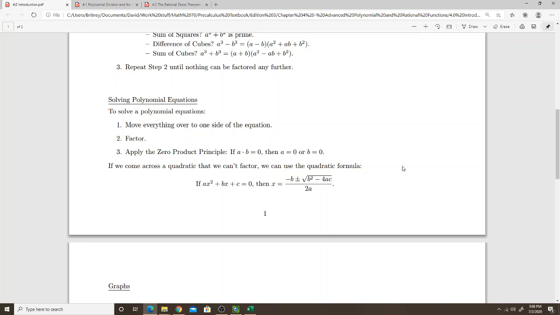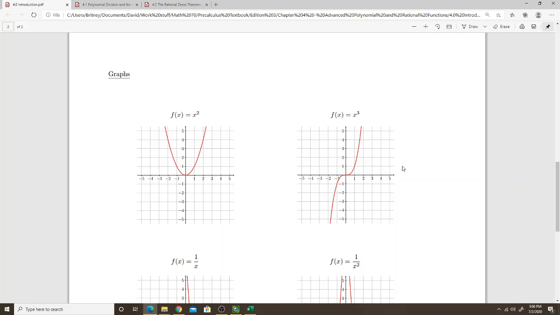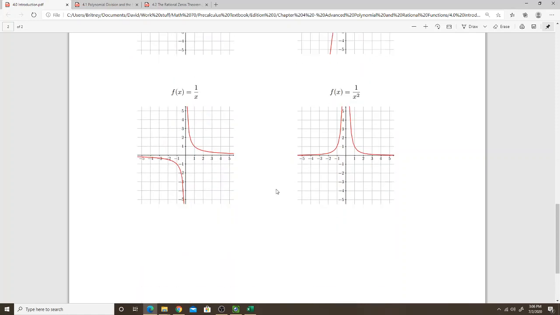We're going to be dealing with graphs of polynomial and rational functions as well. And so just as a reminder, there are some graphs that you should know. You should know that the graph of x squared is a parabola and that it looks something like this. The graph of x cubed is like a little squiggly cubic, but it looks something like this. So you should know these two functions really well. And then for rational functions, you should know what 1 over x looks like. It looks like this. And you should know what 1 over x squared looks like. It looks like this.